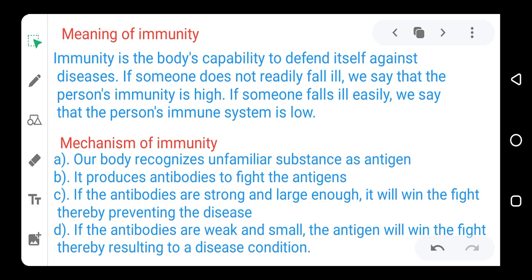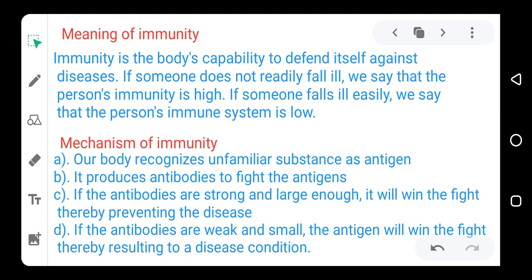So this is the mechanism of immunity in our body. I say that the antigen is the enemy coming to the body, and the antibody is the soldiers being released to fight the enemy. If the soldiers in our body are strong, they win against the enemy and then we will not get sick. But if the soldiers are not strong and they are not enough, then the enemy will win and we get sick. That is what happens in patients with HIV.